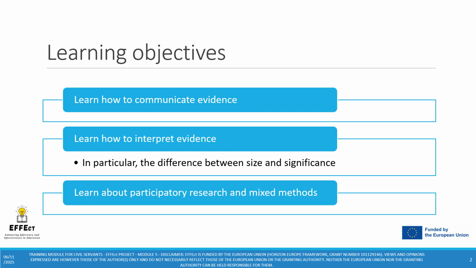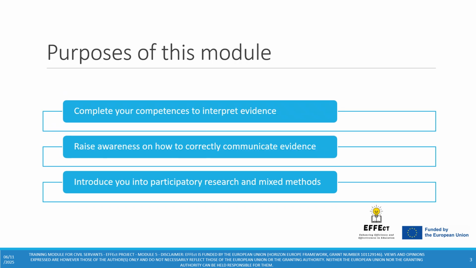Successfully completing this module will allow you to learn how to communicate evidence, learn how to interpret evidence, in particular the difference between size and significance, and learn about participatory research and mixed methods. Therefore, the purposes of this module include to complete your competences to interpret evidence, raise awareness on how to correctly communicate evidence, and introduce you into participatory research and mixed methods.